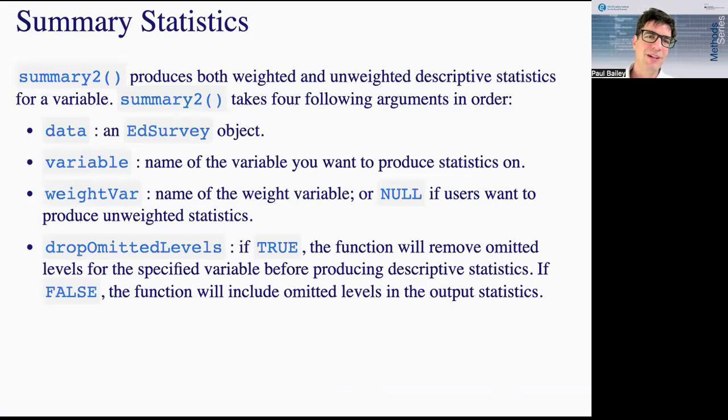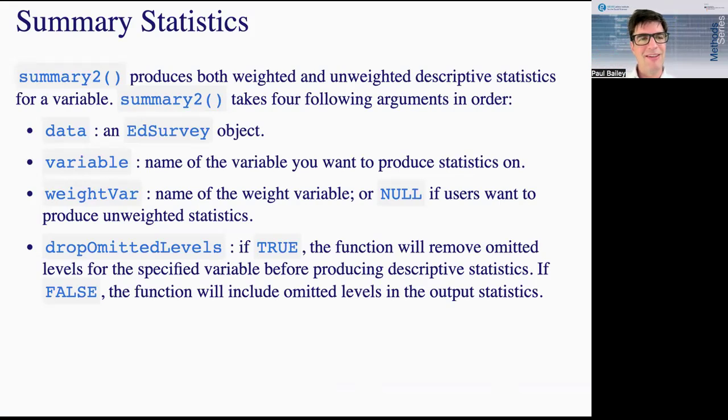I already presented one summary statistic method that showed unweighted results in the previous video, which is data manipulation. This time we're just going to talk about one function, summary2, which is going to help you with plausible value variables, which are a bit hard to deal with because there are several plausible values.